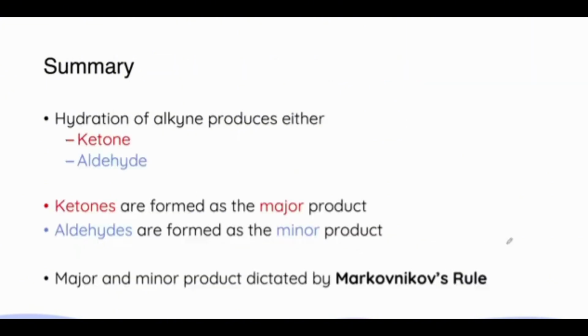So, to summarize, we know that the hydration of alkynes will produce either a ketone or an aldehyde. Ketones, however, are formed as a major product, while aldehydes are formed as a minor product. The major product is determined by Markovnikov's rule.